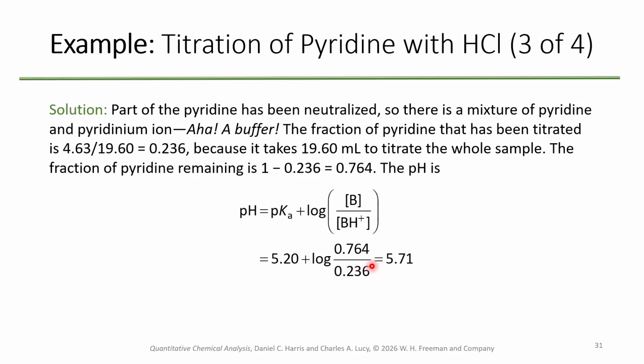Okay. And so we plug those in, this divided by this, take the log of that, and what we end up getting is 5.71. That's going to be our pH. And that's the answer to the problem. Anybody have any questions there?